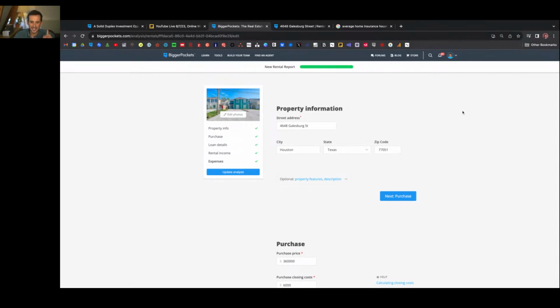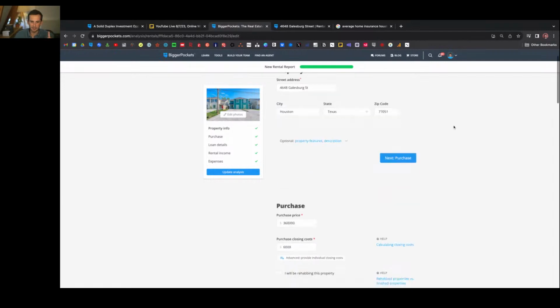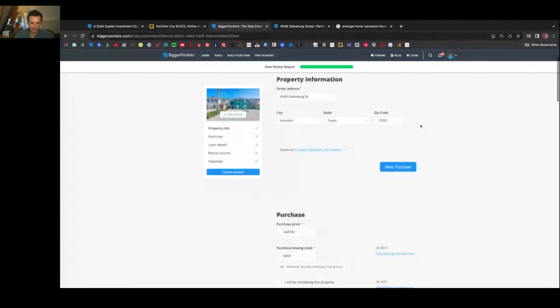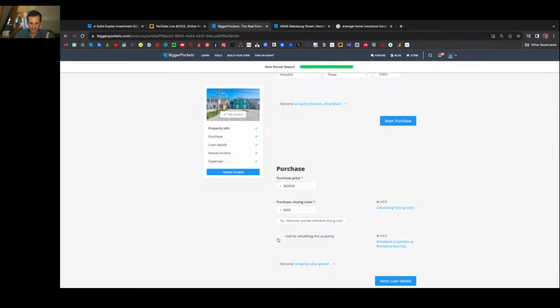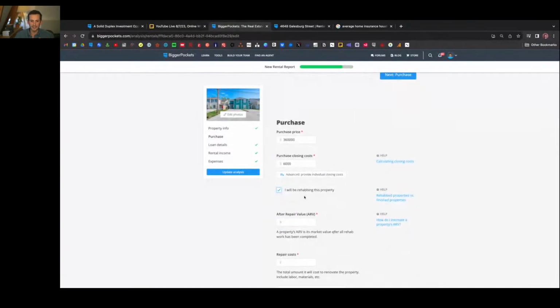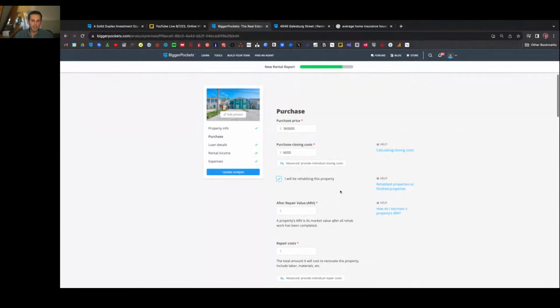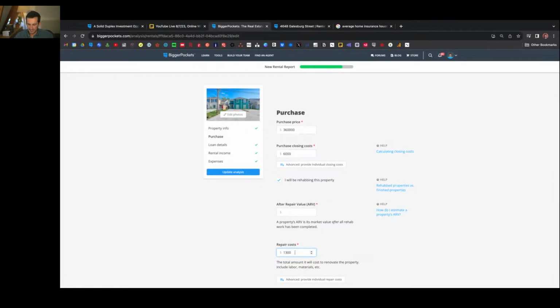Let's imagine that we wanted to rehab this property. So we can just use the same calculator, and we're going to press this button that says, I will be rehabbing this property. I'm going to make up numbers, guys, so don't take this too seriously. I'm just trying to show you how to do this. Let's say we put in 30 grand to fix up this property, and by putting in that 30 grand, we increase the value of the property by 50 grand.